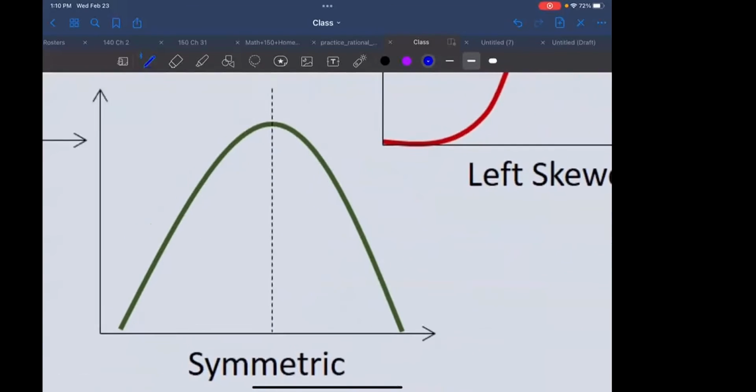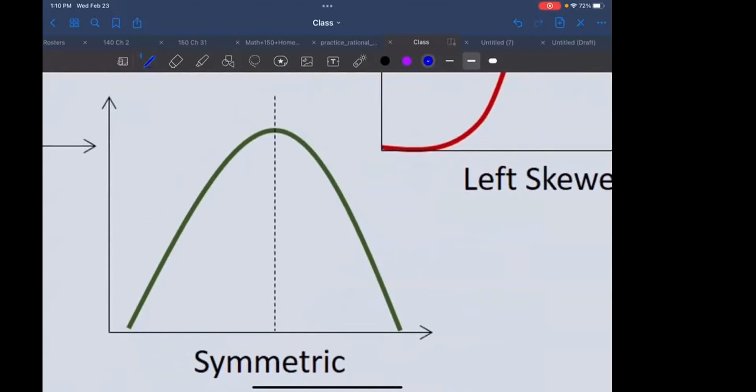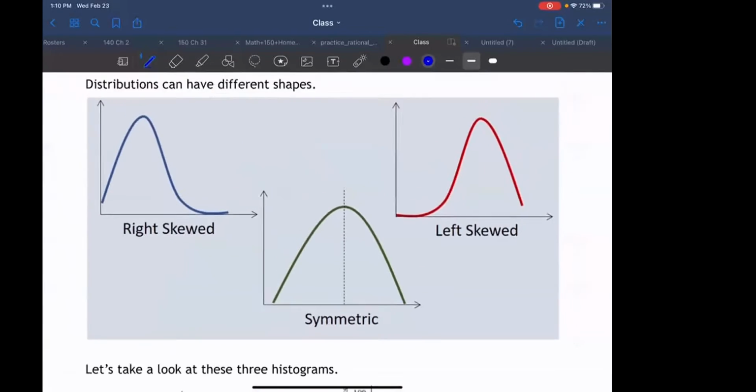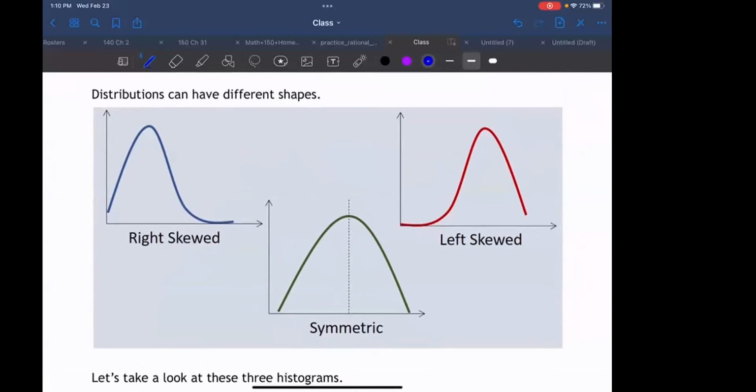And finally, if our graph looks perfectly symmetrical, nothing to the right and nothing to the left, we call that symmetric. The reason we call that is if we draw a vertical line right through the center, the left-hand side is pretty much the same as the right side. So symmetric, left skewed, and right skewed. Any questions on the different types of shapes things can have?